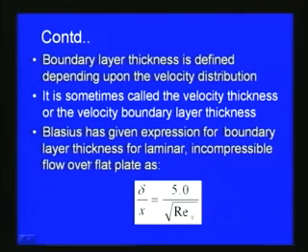By a large number of experiments conducted in a controlled facility, Blasius has given an expression for the boundary layer thickness for the laminar flow case. For incompressible fluid flow over a flat plate, he has shown that delta by x, where delta is the boundary layer thickness and x is the distance from the beginning of the flat plate, is equal to 5 by square root of Rex, where Rex is the Reynolds number at that particular location.